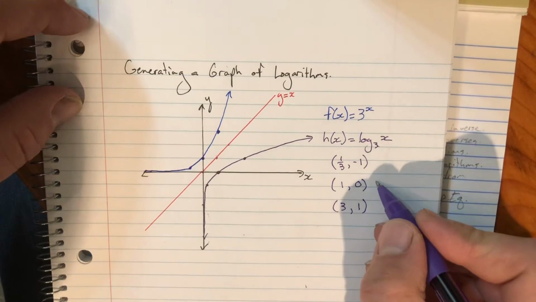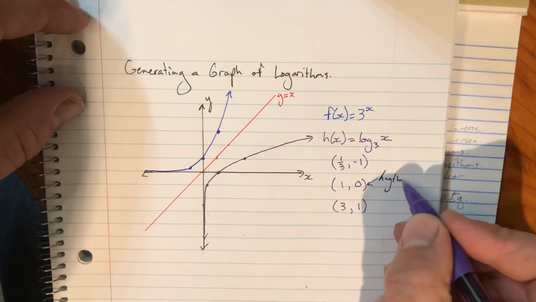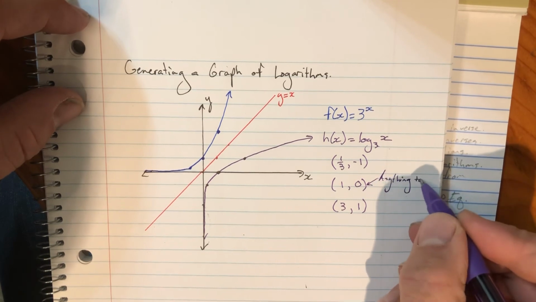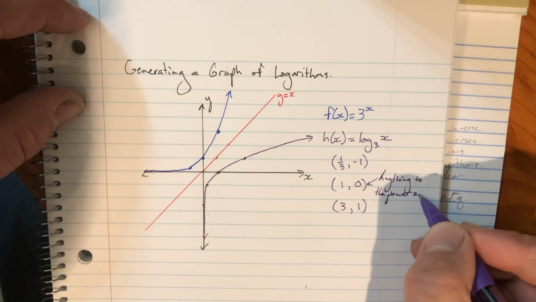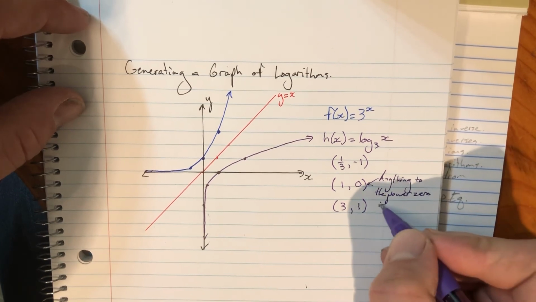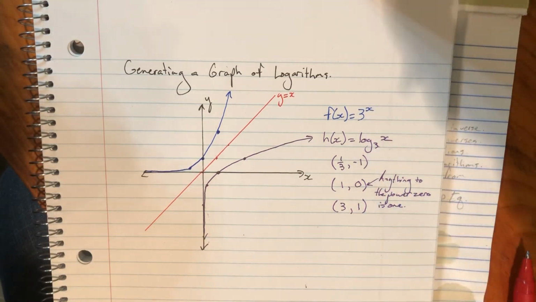Now, we should note that this happens because anything to the power 0 is 1. And that's how we generate the graph of a logarithmic function.